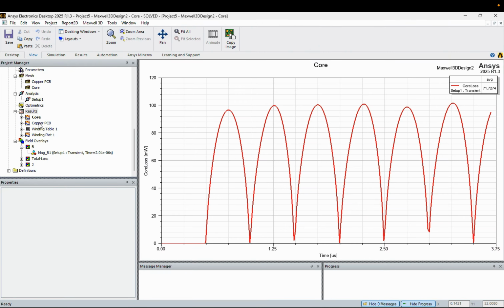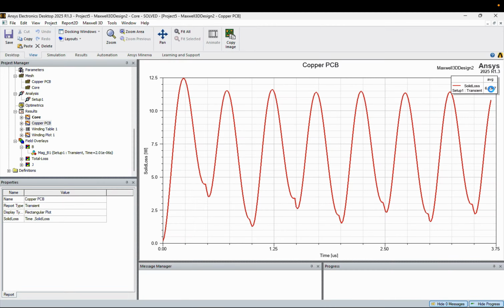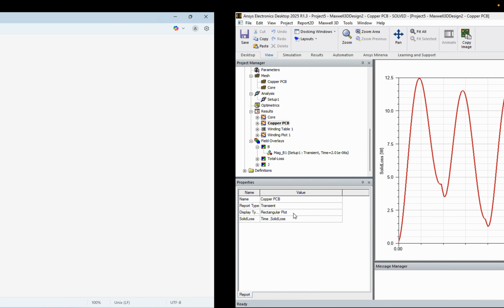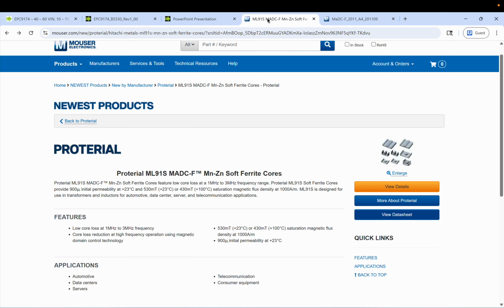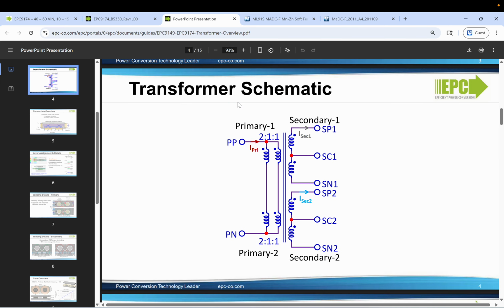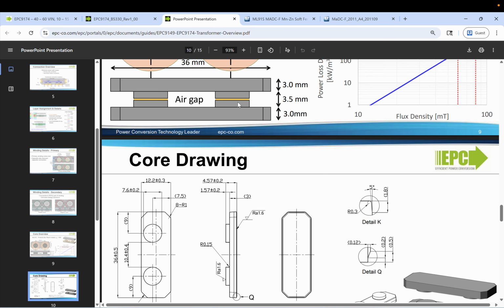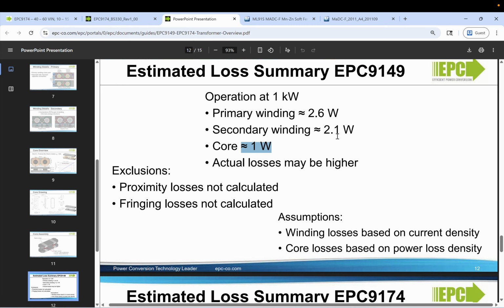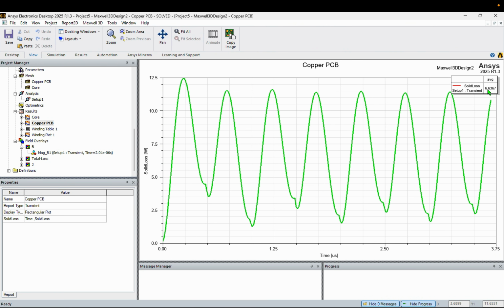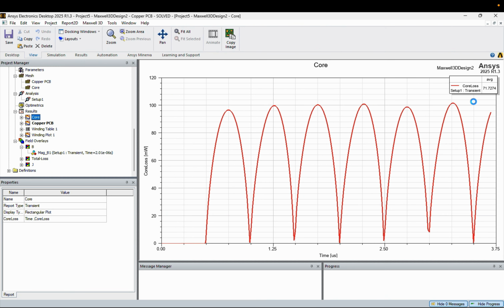So I plotted the copper loss, which appears as 6.6 watts, and what they have shown or approximated in EPC is, I believe, around 2.6 plus 2.1 is 4.7. So we are getting 6.6 in ANSYS. This is kind of agreeable. Core loss is pretty tiny because it's only 71 milliwatts. How can EPC show 1 watt and I am getting 71?